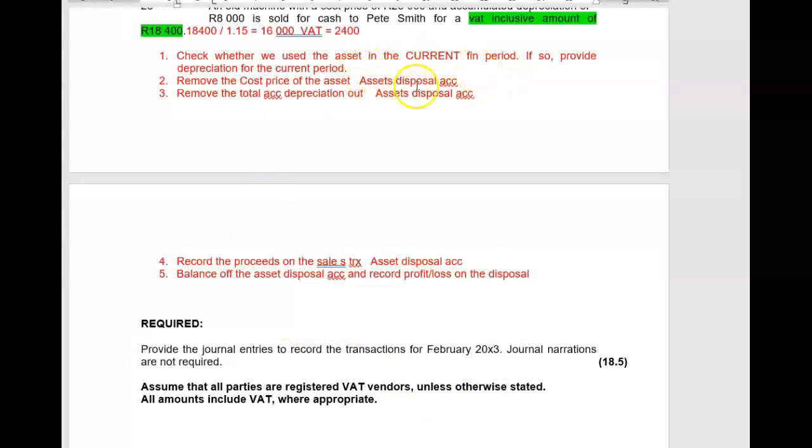You don't have to make use of an asset disposal account. You can skip that. But take my recommendation and make use of this. Especially in the second semester, we're going to do cash flow statements. And if you don't understand the working of the asset disposal account, you are fairly screwed. So let's follow the steps.